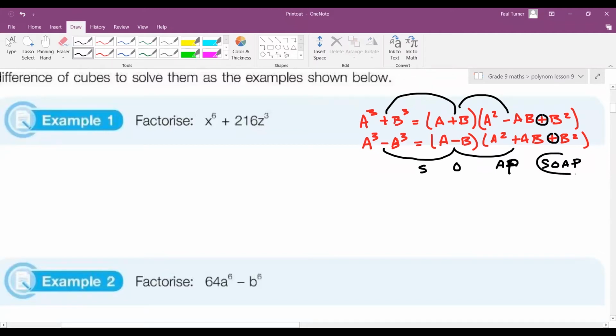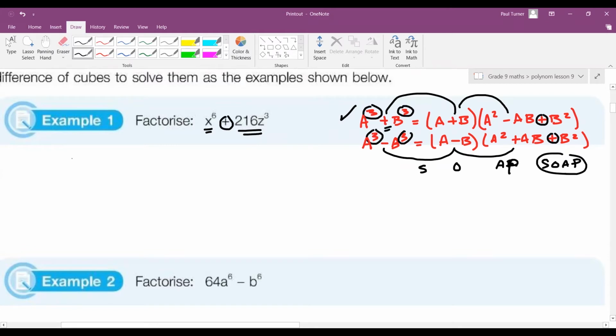So we've done this rule already, except we're going to apply that when we have higher powers. We're going to use the same rule, but for these questions that have higher powers like 6 or 9 or 12, something like that. So in this case, we've got x to the 6, plus 216z cubed. So we try to make these in the form of having power 3 here, either this one or this one. In this case, this is plus, so I'll be using this one here because it's plus.